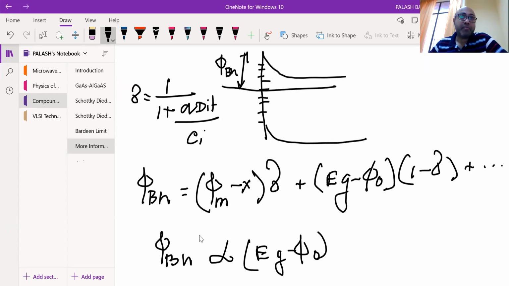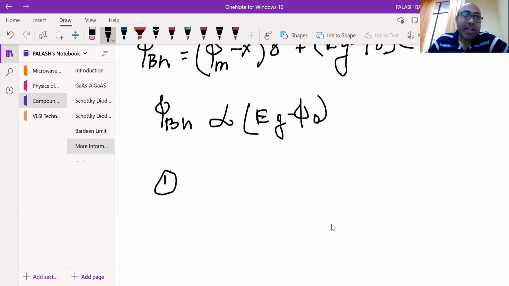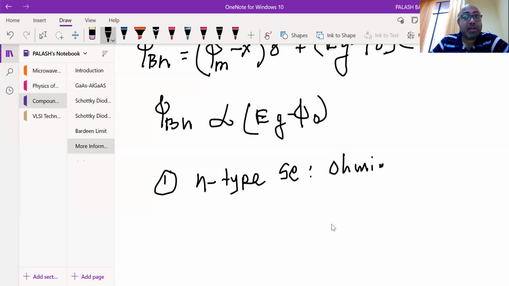Now people are defining, so what I am defining today you have to see. Whatever we have derived, this is actually an N-type semiconductor. We have found that getting ohmic contact out of an N-type semiconductor is very difficult. Why?